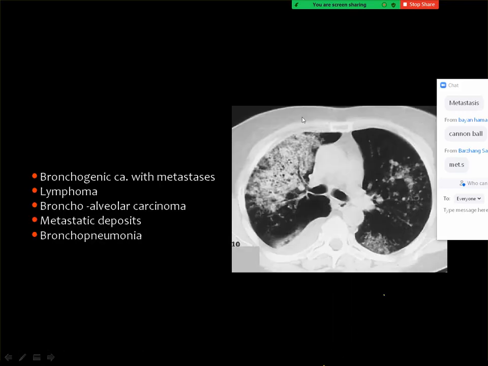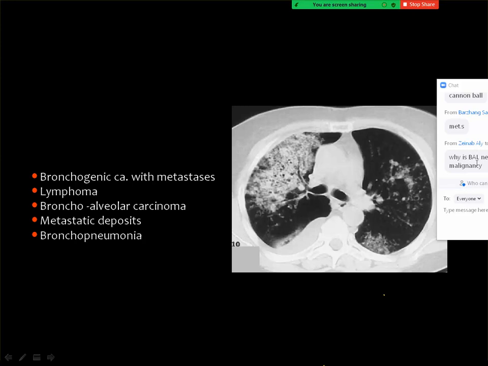Then whenever you are confronted by an appearance like this, which includes a consolidation, and in the same lung or in the opposite lung you get some nodules. These nodules are the precursor of this consolidation, and this is one of the signs that help you to predict the possibility of bronchoalveolar carcinoma.